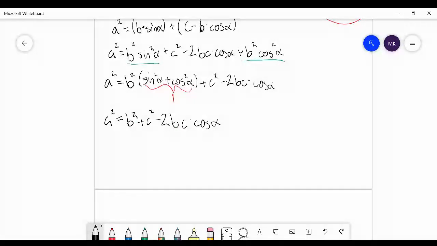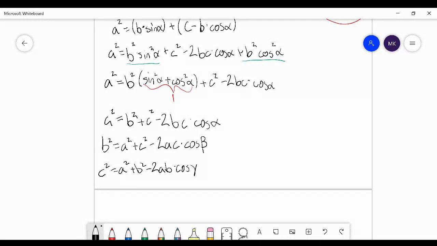And so this would just be kind of rotating the triangle. So you could get that b squared is equal to a squared plus c squared minus 2ac times cosine of beta. C squared is equal to a squared plus b squared minus 2ab cosine of gamma. So those are our three different versions of the laws of cosine. Again, not something you need to memorize, something you have on the formula sheet.